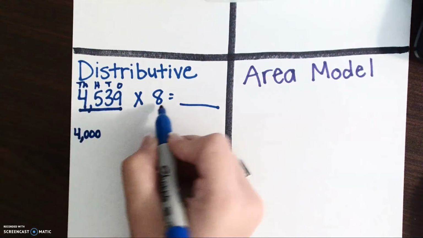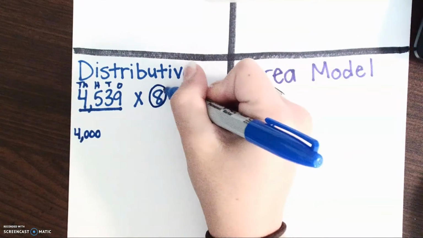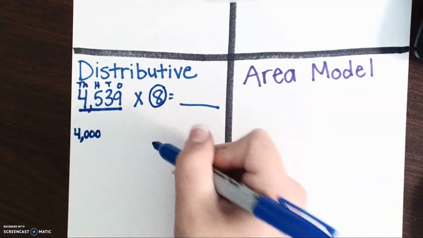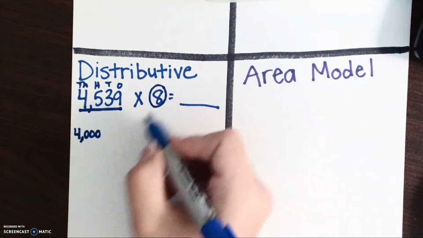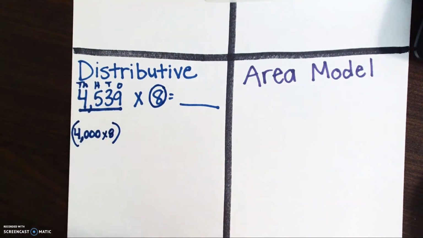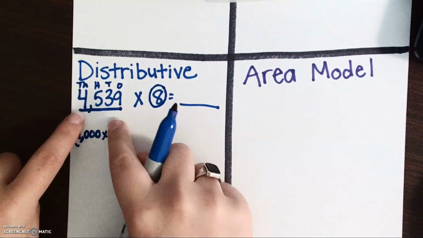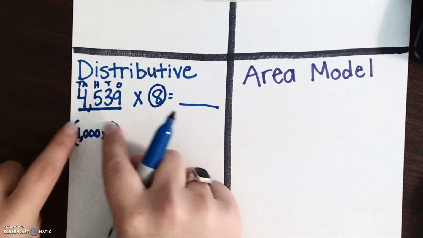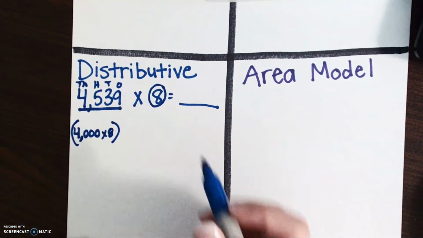We can go ahead and distribute this 8 as we separate this big number. So 4,000. And remember, this 8's over here really lonely, so that 8's going to go to each section that I make. So 4,000 times 8. That 8's going to give them a big hug. Those are called parentheses, guys. That's just letting you know this is together. This is a group. Right?